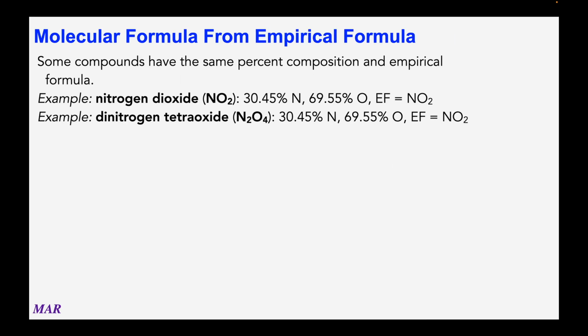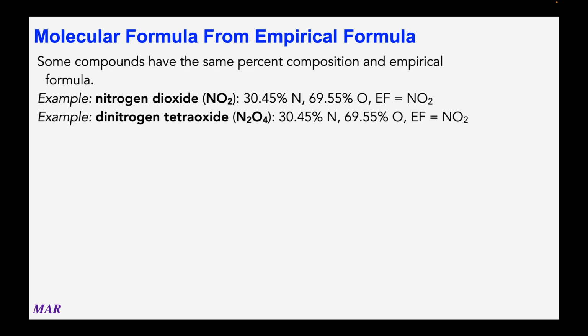Empirical formula is an interesting concept because some compounds have the same empirical formula, and if they have the same empirical formula, they'll have the same mass percentages. As an example, nitrogen dioxide is NO2, and dinitrogen tetraoxide is N2O4. The empirical formula of NO2 is just NO2, but for N2O4, the smallest whole number ratio, you can divide both numbers by 2, so it's also NO2. And when you calculate the percentages, they come out the same.